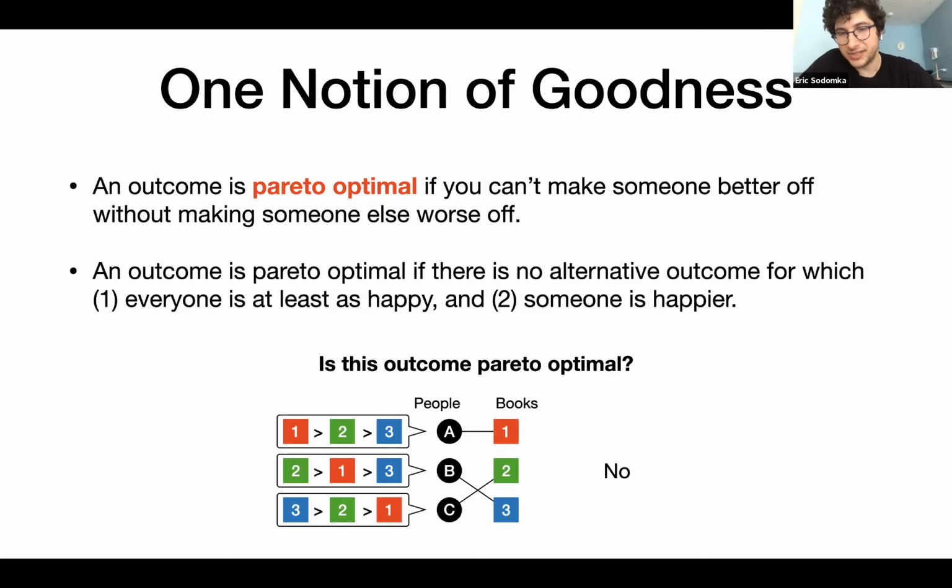So if B got book 2 and C got book 3, that doesn't make anybody worse off. A doesn't care if those two switch their books, and it's making both B and C better off. So that outcome is not Pareto optimal, because there is a way to make some better off without making someone else worse off. Okay, so someone in the chat says they'd like more explanation on what Pareto optimal means. So I guess we'll have maybe one more example, and this might crystallize it.